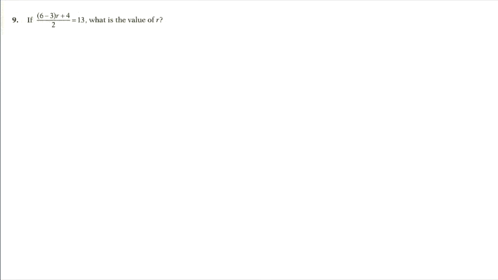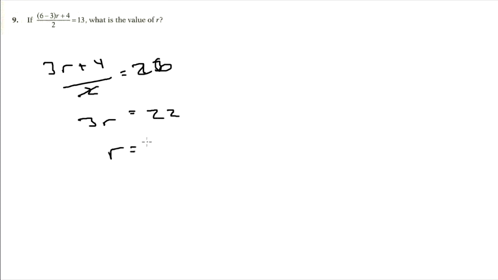Alright, if all of that is equal to 13, what is r? Well, here we can do 6 minus 3 is 3, r plus 4 over 2 is 13. Bring that over here to make 26. 3r equals, subtract that, we're going to get 22, which is r is 22 divided by 3, or 7.333.